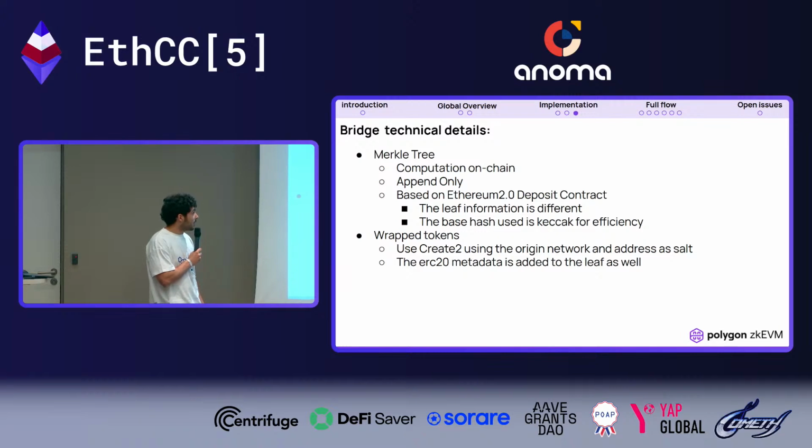Also, the bridge will create wrapped tokens every time a new token is added to this network, and the metadata of this token, such as the name, the decimals, or the symbol, will be added to the information of the leaf as well. So everything will be secured by the smart contract.